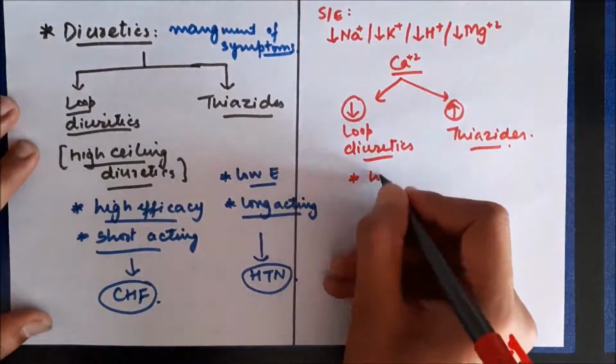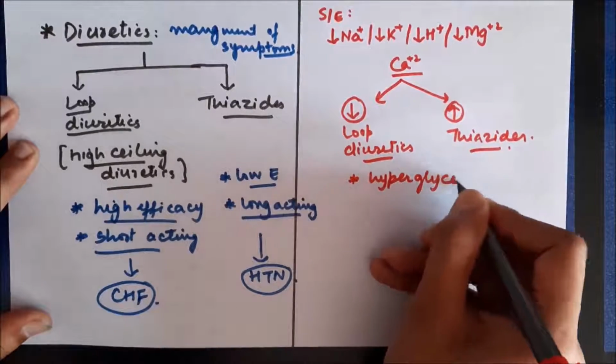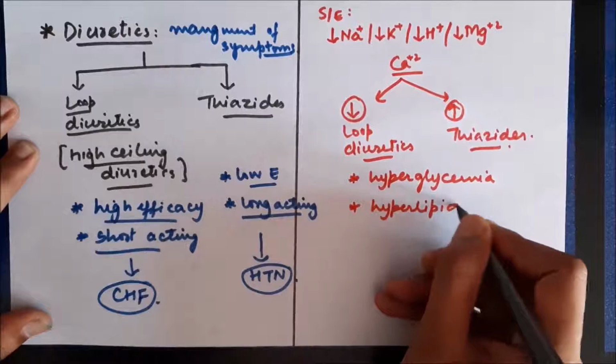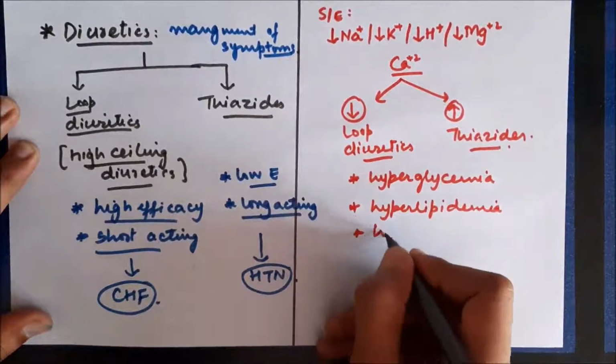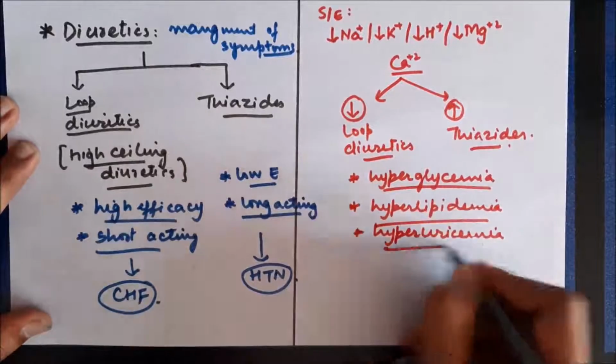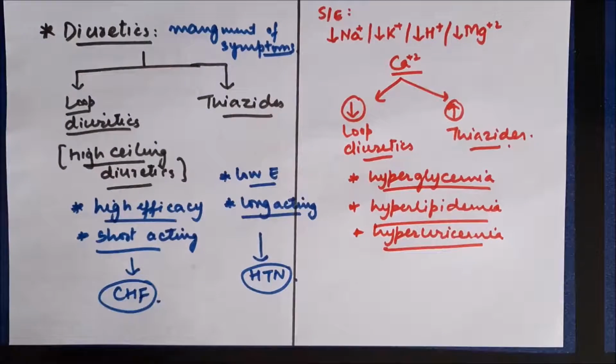Their other side effects on metabolism include hyperglycemia, hyperlipidemia, and hyperuricemia. Since these drugs increase the amount of uric acid in the blood, they cannot be used in conditions such as hyperuricemia and gout.